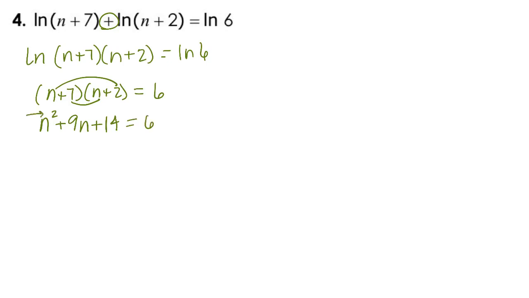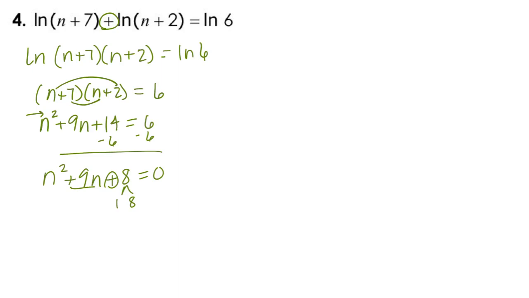We have a squared term, so that means we need to move our 6 over. So we have n squared plus 9n plus 8 equals 0. And so the factors of 8 that'll add and give us 9, well, that's going to be 1 and 8.